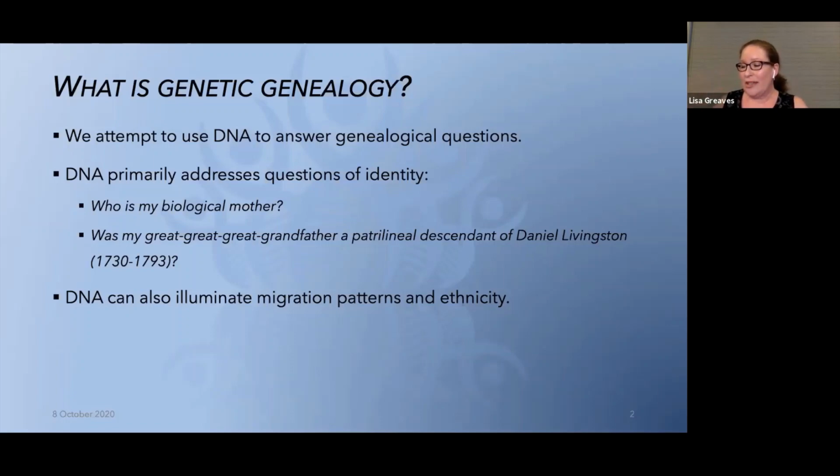As with all genealogical research, it is very important that you start with a research question. So I gave two examples there. Who is my biological mother, or was my great-great-great-grandfather a Livingston? You have to start with one question, and it's really best to do one ancestor at a time.